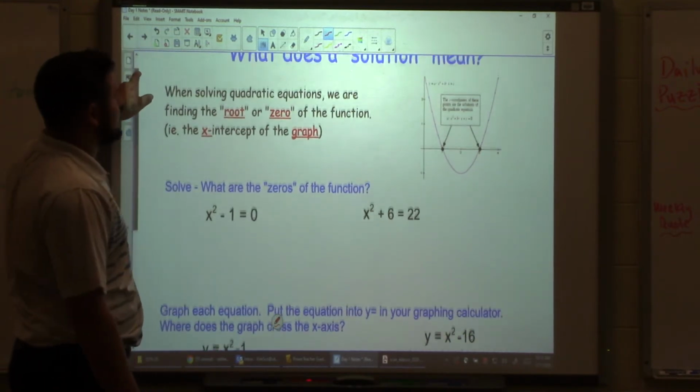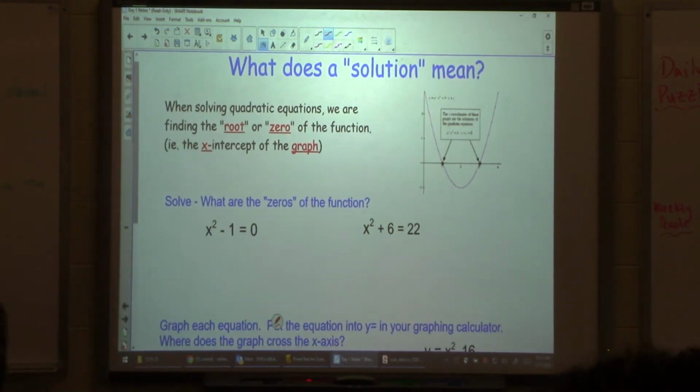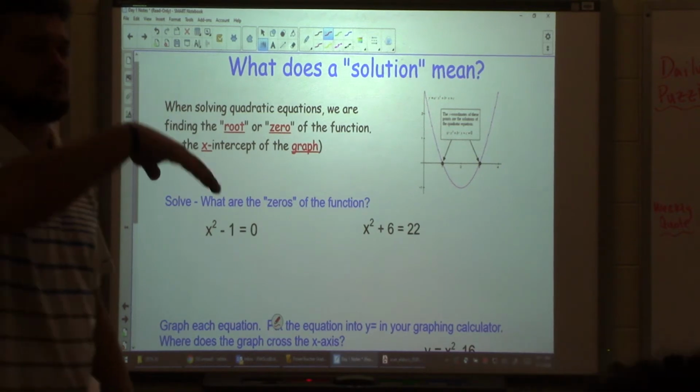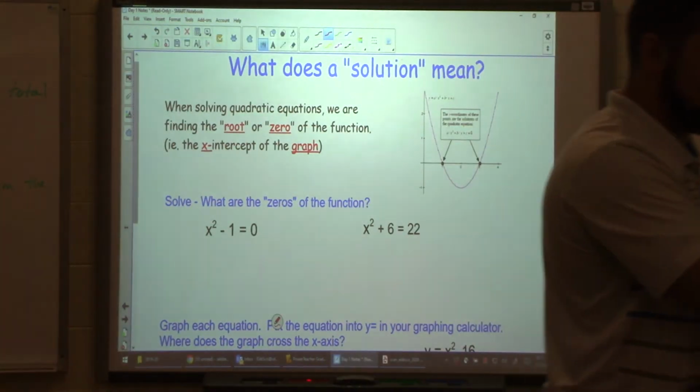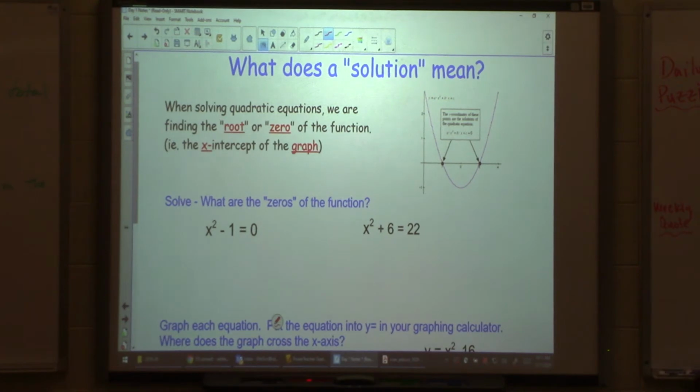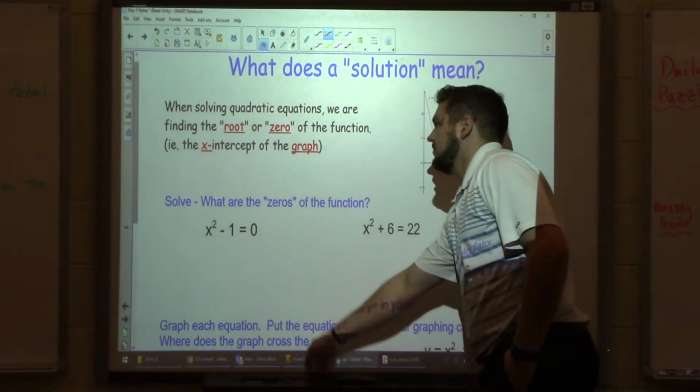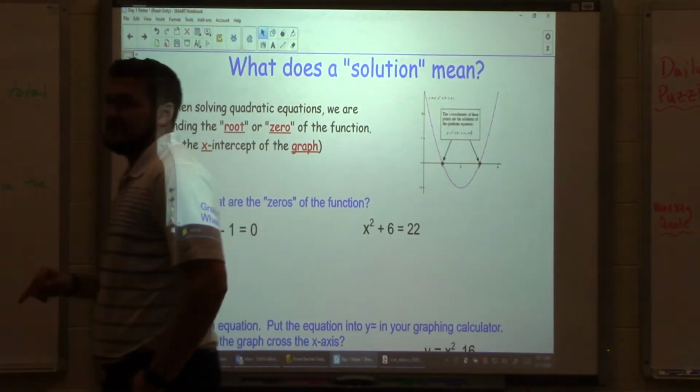Alright, so what does a solution mean? Because it's going to ask you, find the solution in this quadratic. Find the solution in this equation. It may also call it a root. It may also call it a 0. It may also call it answers. Find the answers, right? Root, 0, solution mean the exact same thing.